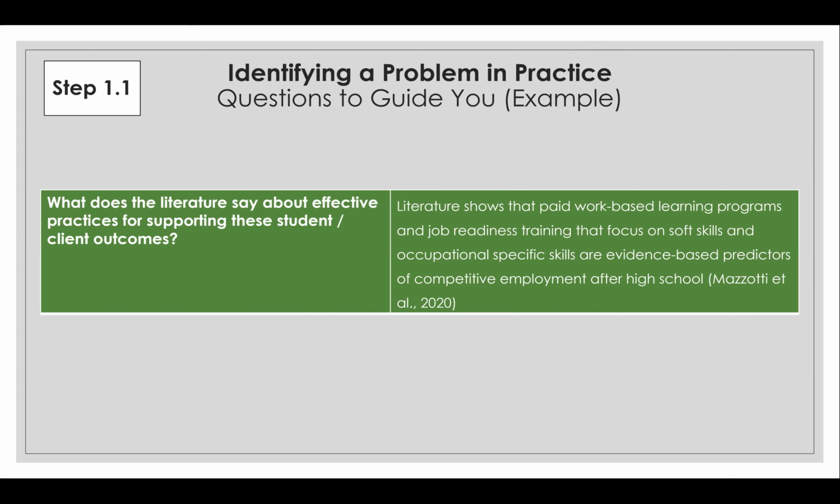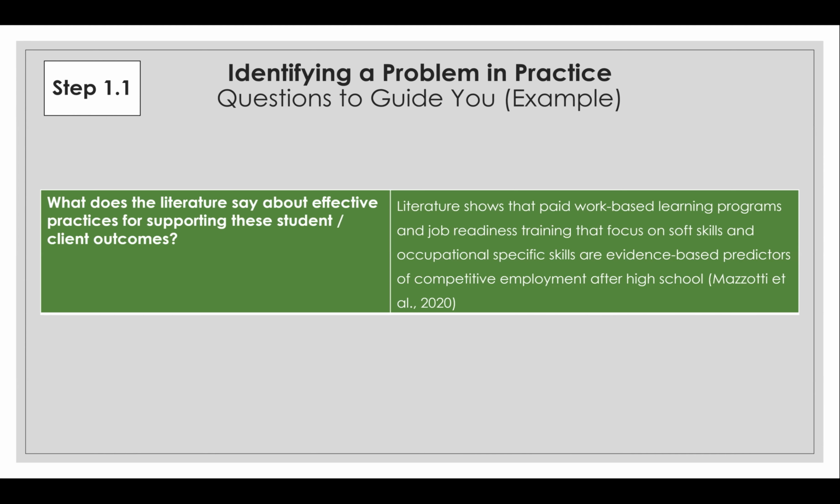And finally, what does the literature say? So if we've got this problem in practice, we've got an initial idea of maybe what we're doing and maybe what doesn't work, and maybe some potential factors that might be influencing this problem in practice. And our final part is, what does the literature say about what should be happening to reach the outcomes that we'd like to see?